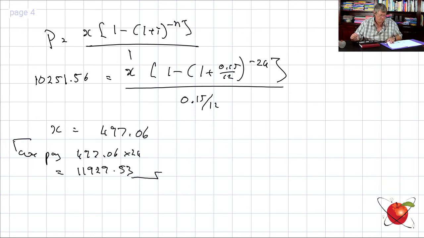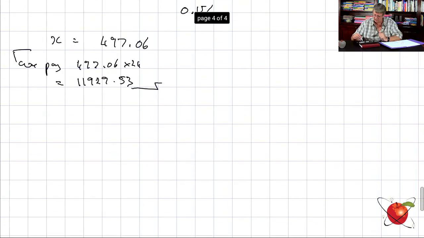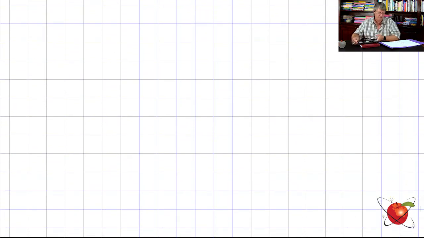Now, the last one that we're going to do is going to probably take us over a little bit. But let's just have a look at it. Now we look to take a loan. Here's an example.